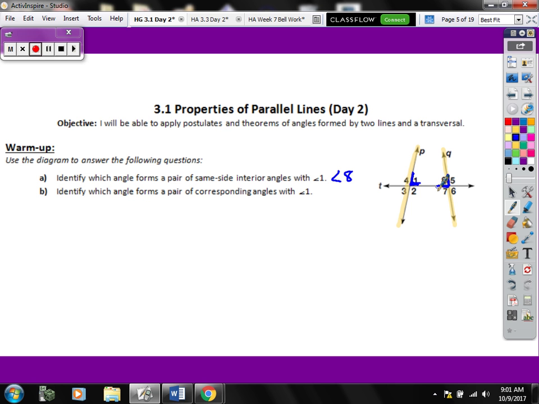Which angle would form a pair of corresponding angles with angle 1? Which one is corresponding to 1? Jeremiah? Angle 5. Remember, corresponding angles are in the same relative location. So again, top right corner, top right corner.